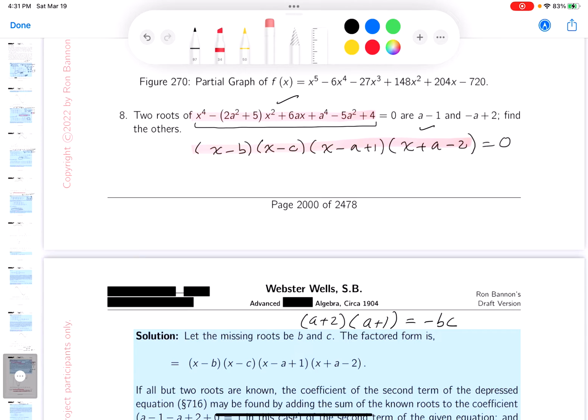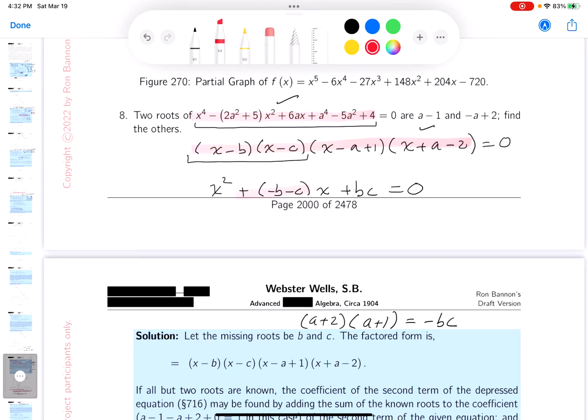talk about if all but 2 of the roots are known. What I can do is easily add them together to get the coefficient of the depressed equation. Let me write this, the depressed equation in the form x squared plus minus b minus c x plus bc. And that's a depressed equation. And this will give me the other roots, by the way. But what I know about this is I know about this guy's coefficient. And let's talk about that.